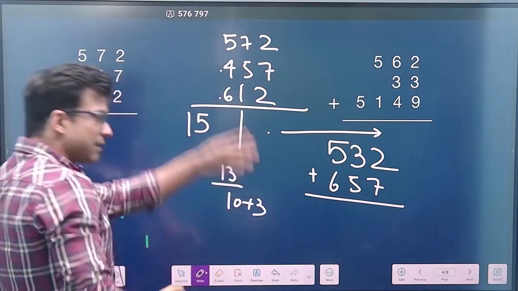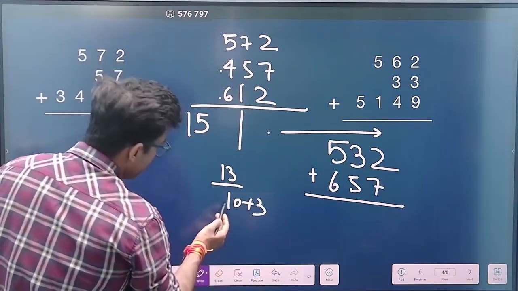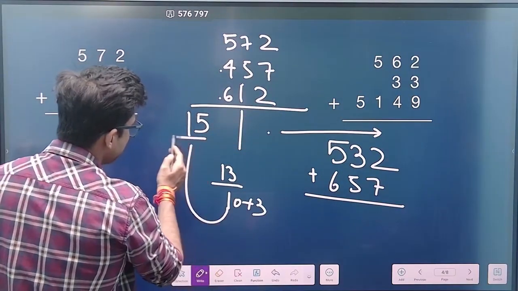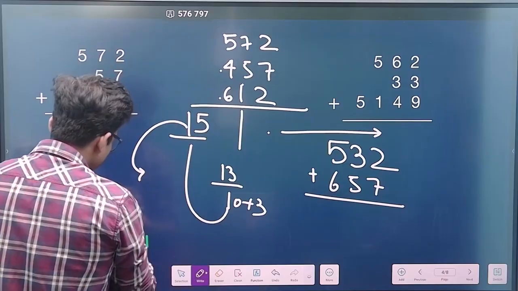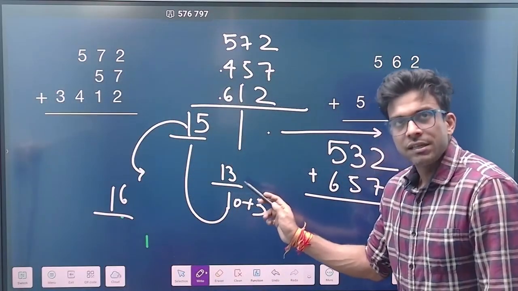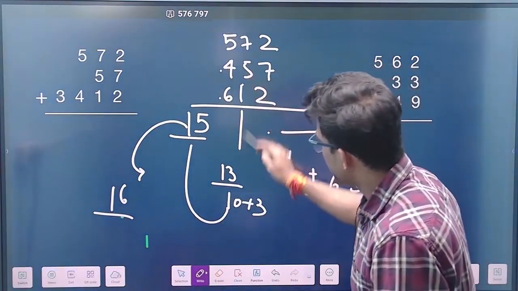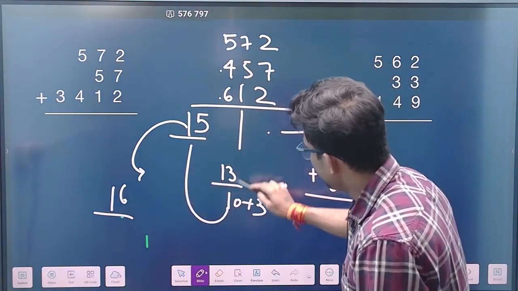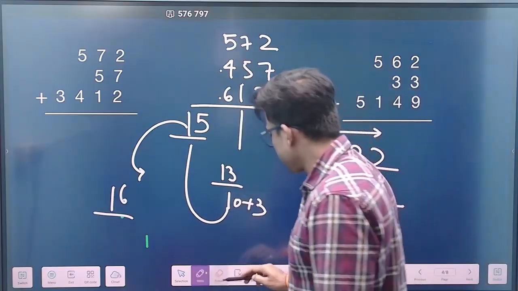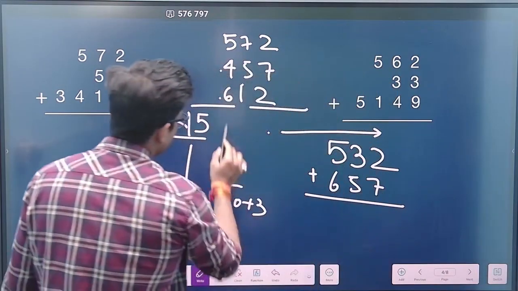Now add this number to the previous one. As the second rule said, add this number to the previous. So if you add this one to this one, 15 becomes 16, correct? I hope you are getting my point. Now the question comes: this 3 would be here because here is a 16. Then 3 is carried, so write down 3 here.